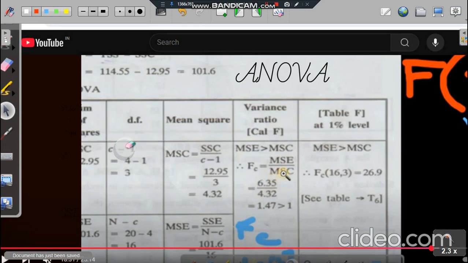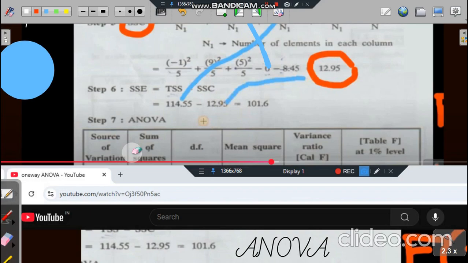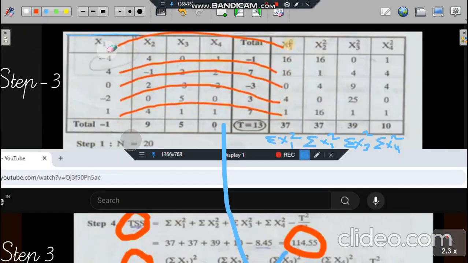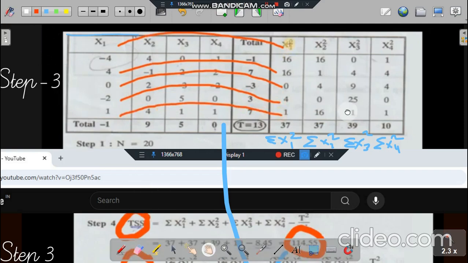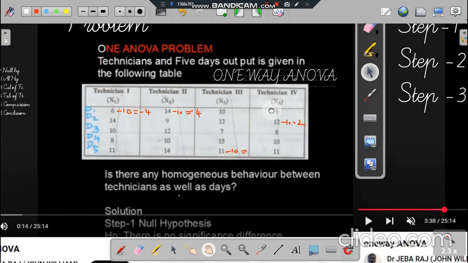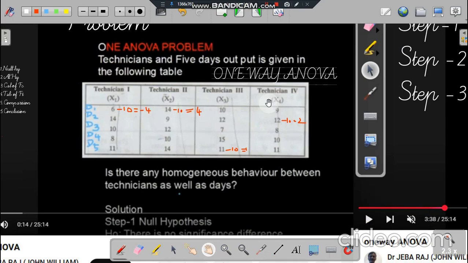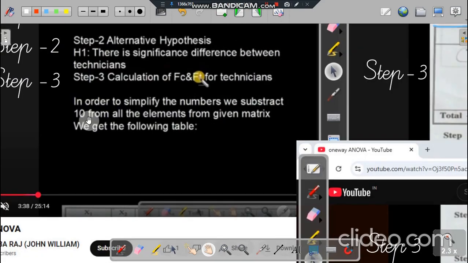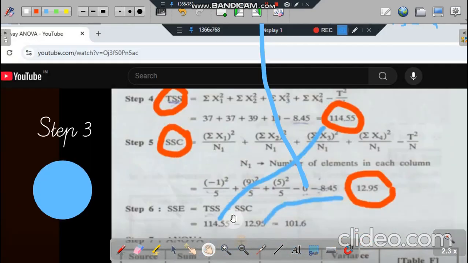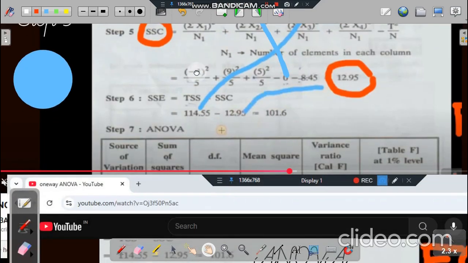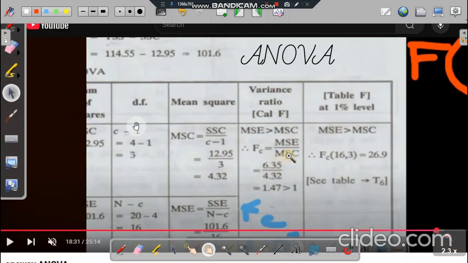Now C minus 1, where C means the number of columns. How many columns are here? From the given problem we have to see how many columns there are. Looking at it, 1, 2, 3, 4 columns are there. So in this ANOVA table, C is 4, and 4 minus 1 equals 3.